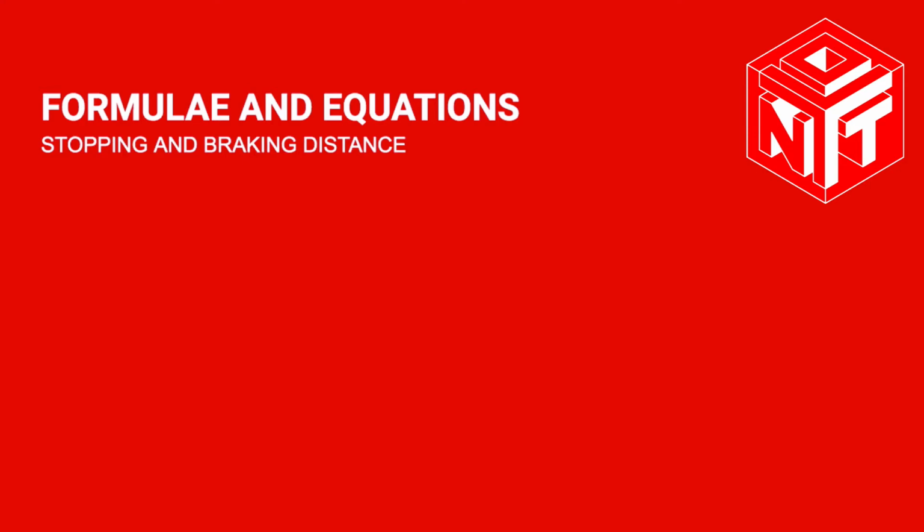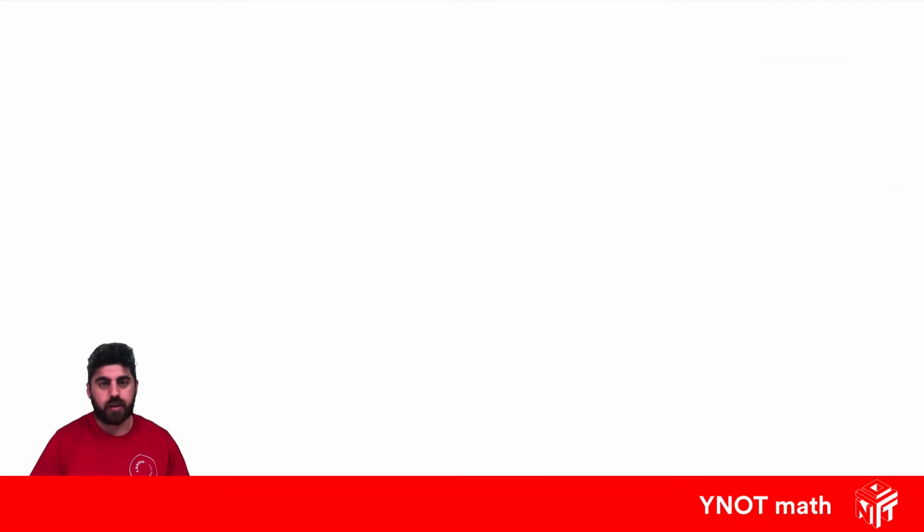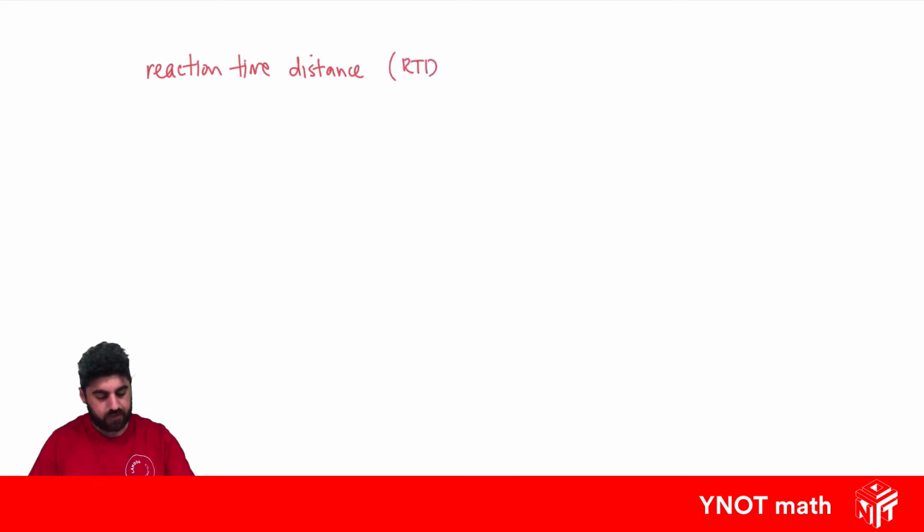Stopping and braking distance. So here we're going to look at the distance it takes for you to stop the car both before and after you apply the brakes. And there's two distances we need to consider for this. So it's our reaction time distance, which we can call RTD. And this is the distance you'll be traveling while you're reacting, so before you put your foot on the brake.